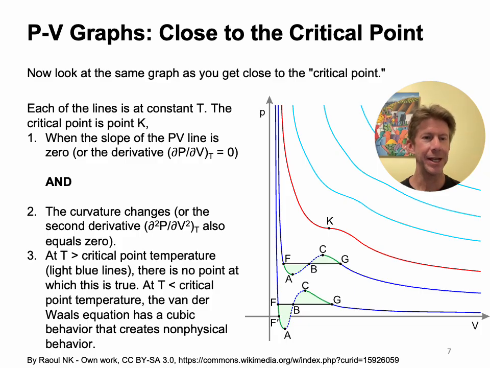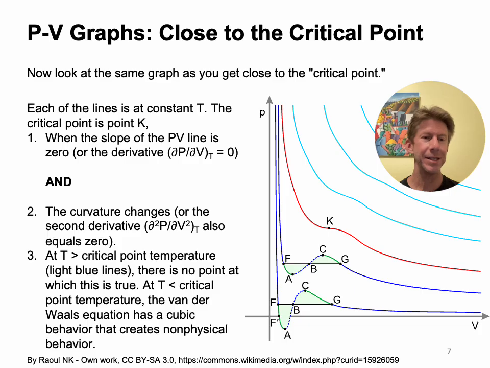But when the slope of the PV line is 0, and the curvature changes from a positive curvature to a negative curvature, those just mean the slope is 0, the first derivative, which is the slope, is 0, and the second derivative is also 0. And you can see these are, not to worry you too much, partial derivatives because we are keeping temperature constant, and a partial derivative is the same as a regular derivative when you keep something else constant.